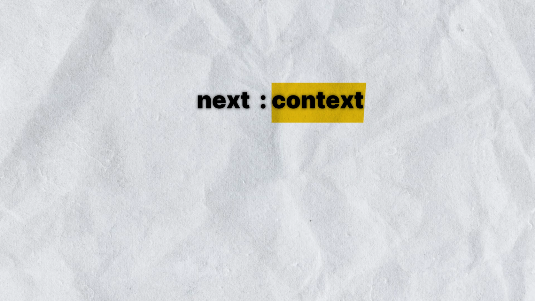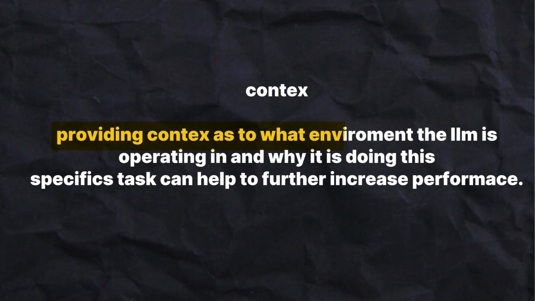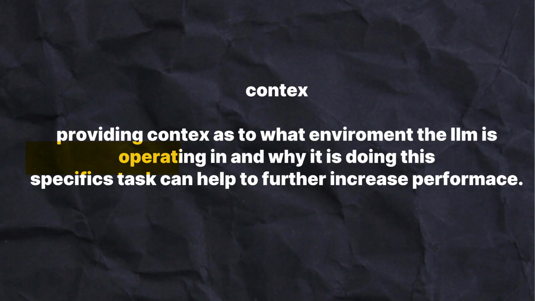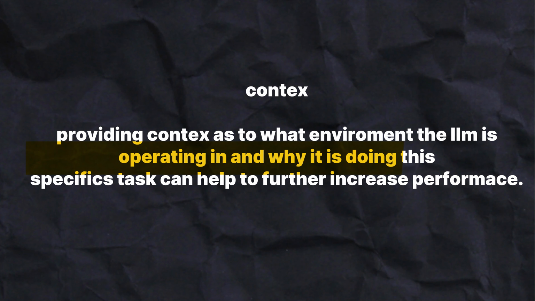I know this sounds a bit fluffy, but it actually works. It's backed by science. You guys can go on Google and search it up. And the next thing we've gotta do is context. Context is providing context as to what environment the LLM is operating in and why it is doing this specific task. It can help to further increase performance. This clarifies to the LLM why it's doing its job, and this will actually increase performance more.